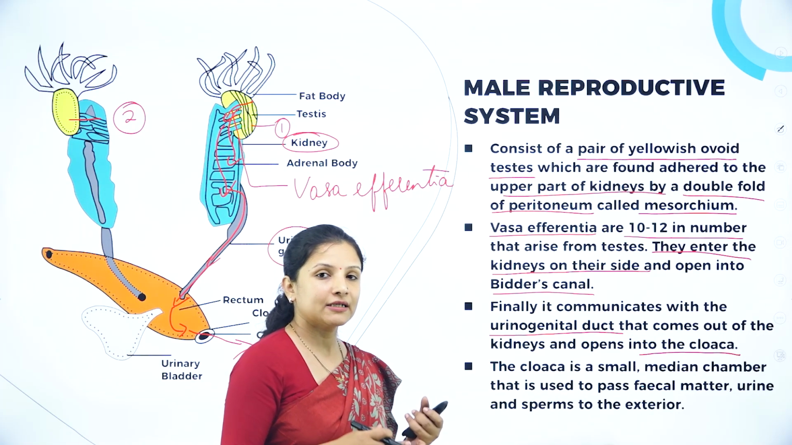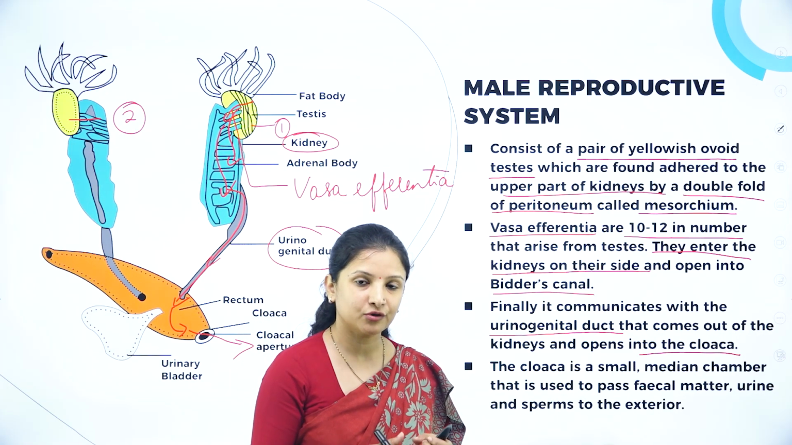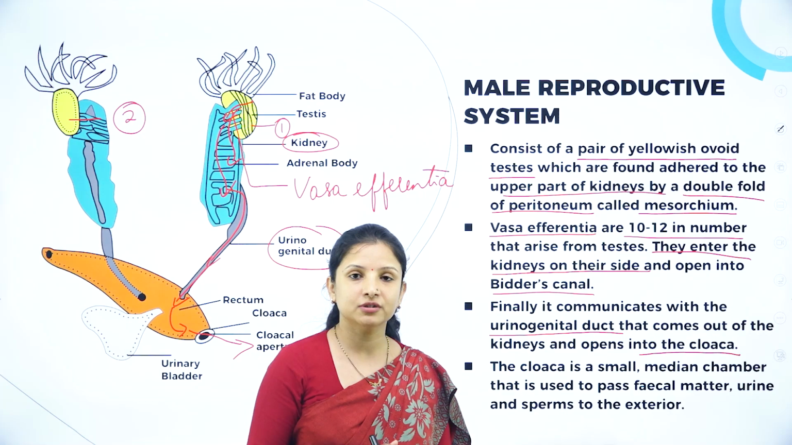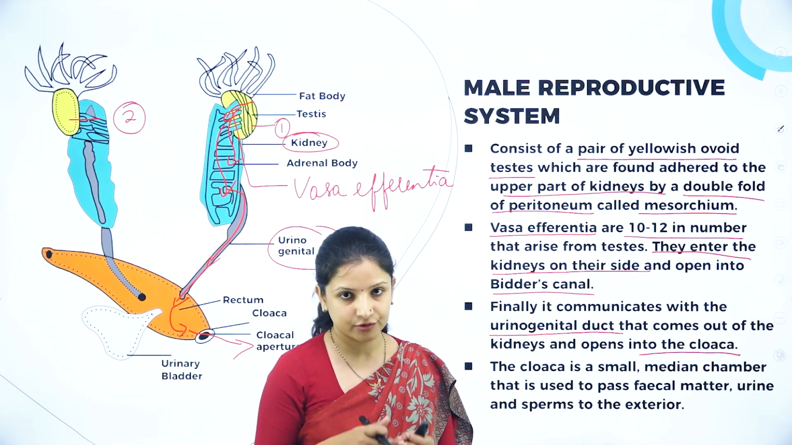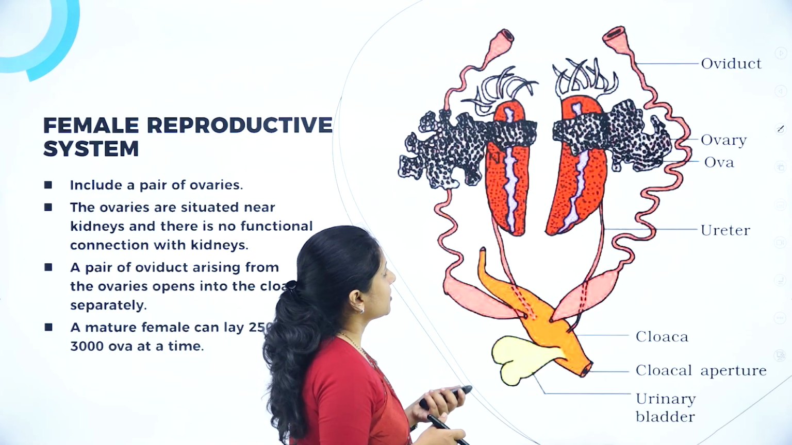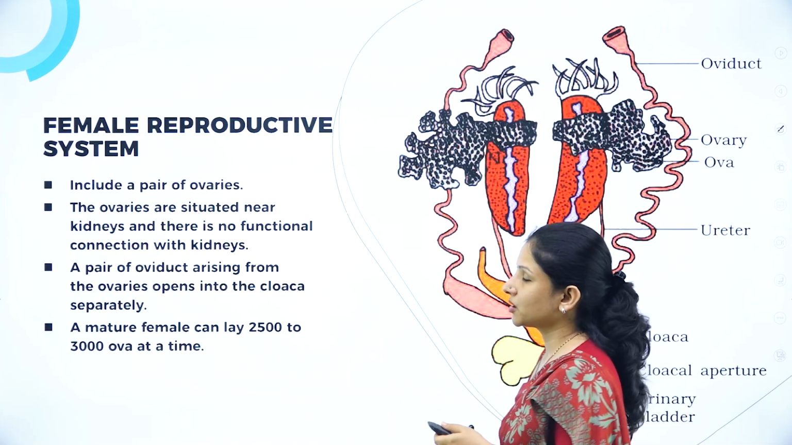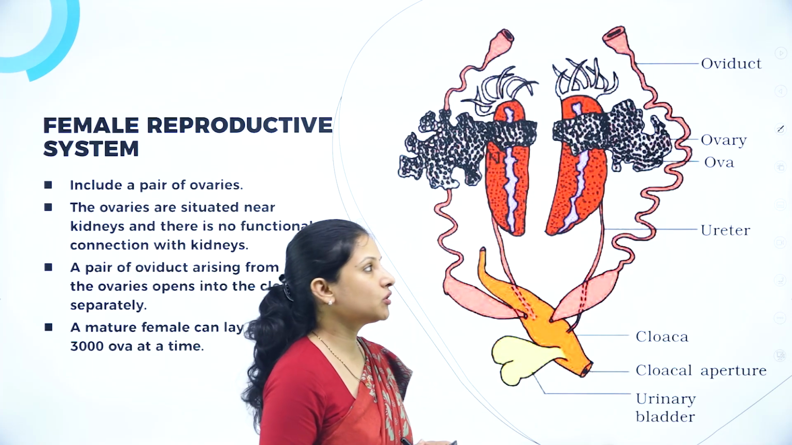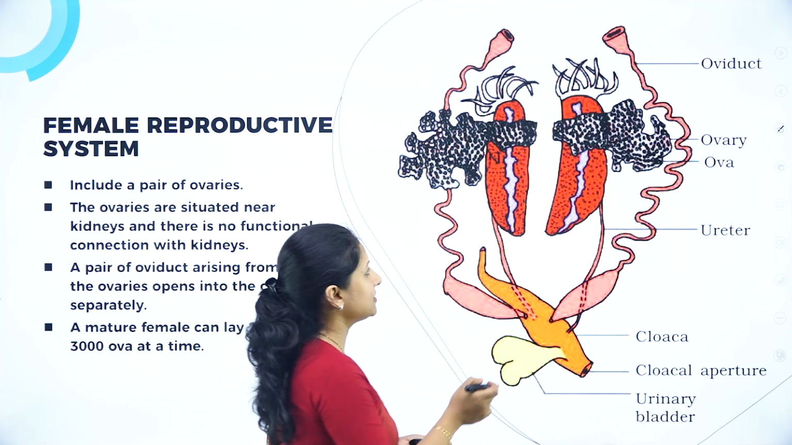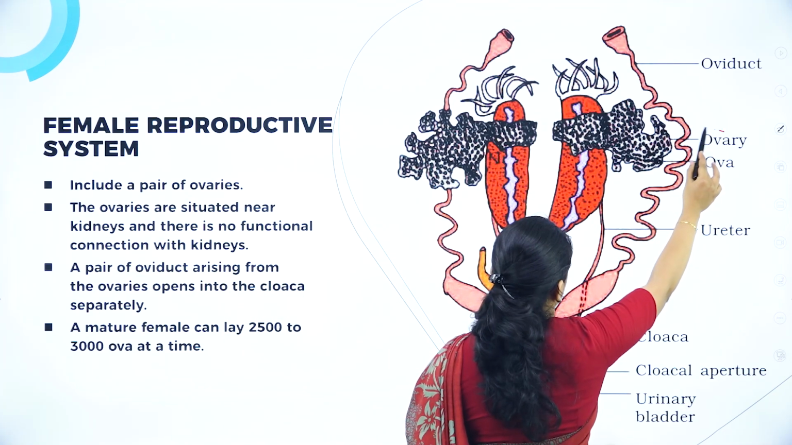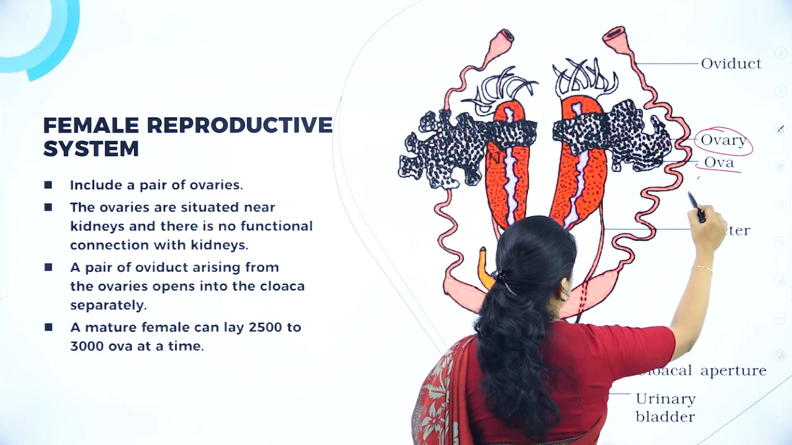So therefore, it is a chamber where the sperms also go in, where the urine also goes in, and also the excretory product also goes in. So this is about the male reproductive system. Next, let's move into the female reproductive system. In the female reproductive system, the only thing is the ovaries are there, which will produce the ova, which is nothing but the egg.